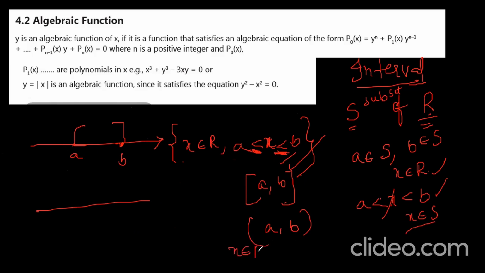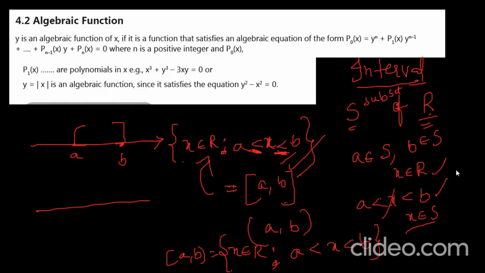X belongs to R such that X lies between A and B. This can be an open interval. You understand? This is the closed interval, where X lies between A and B and also equal. X belongs to R, A less than or equal to X, X less than or equal to B is a closed interval. A less than X less than B is an open interval. Got it? Very good.